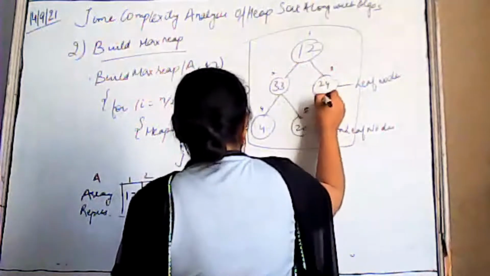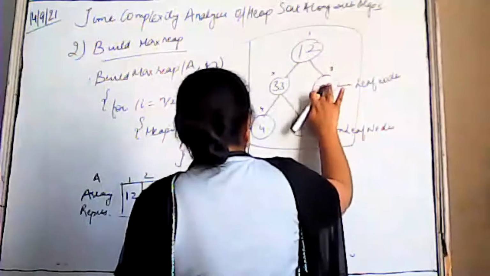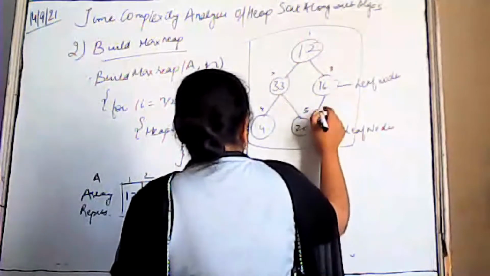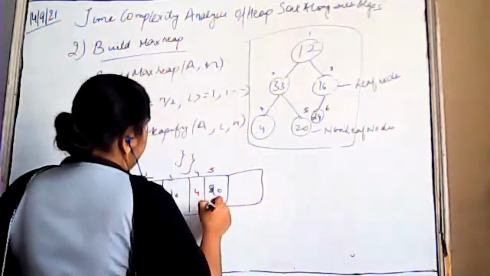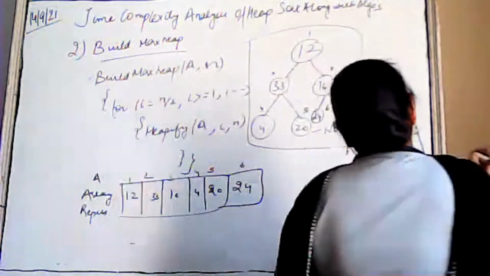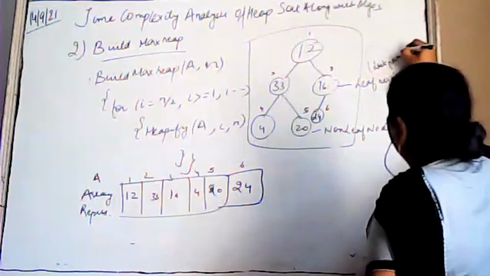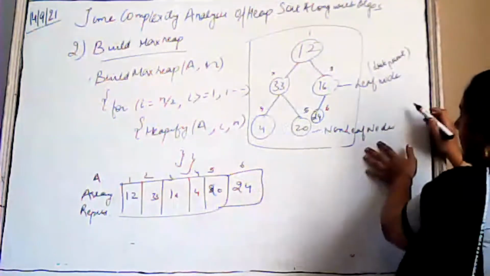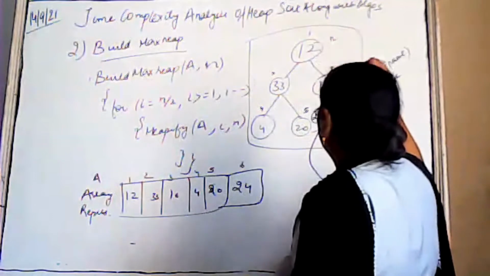If I omit this and take this as one more child, or I take this as 3, so I append 24. So this is my leaf node, or we can say this is your last parent. This is your non-leaf node, and this is your last parent. So this is n, and this goes to n by 2.